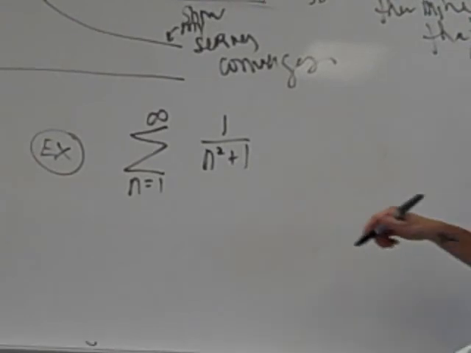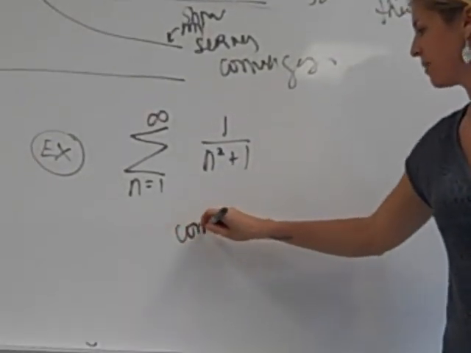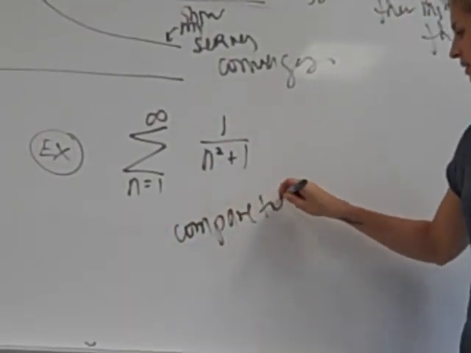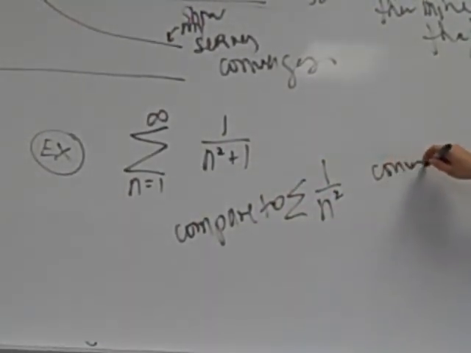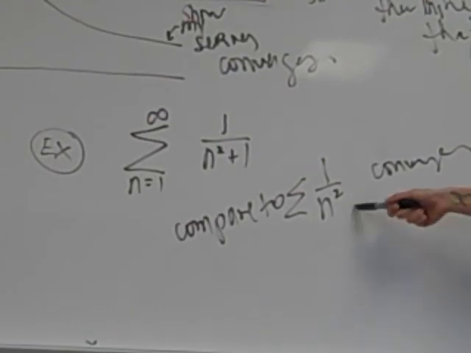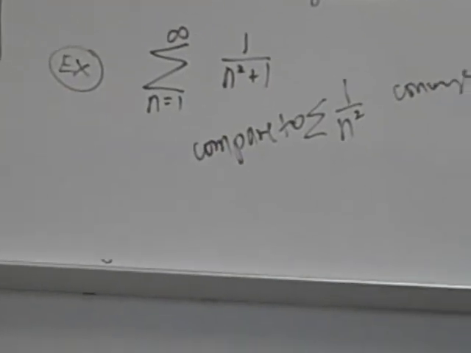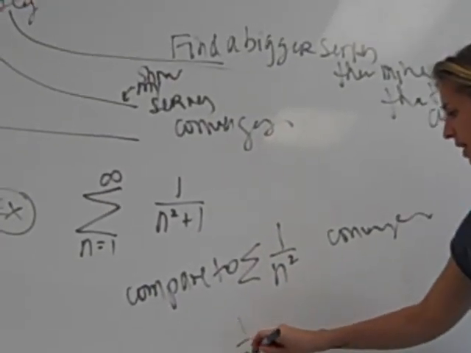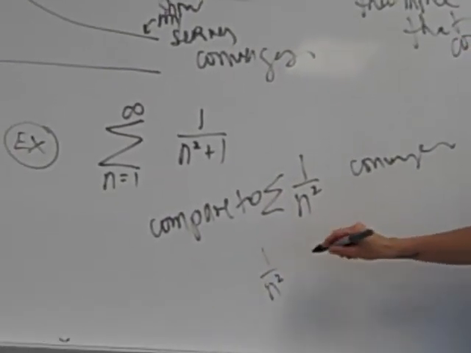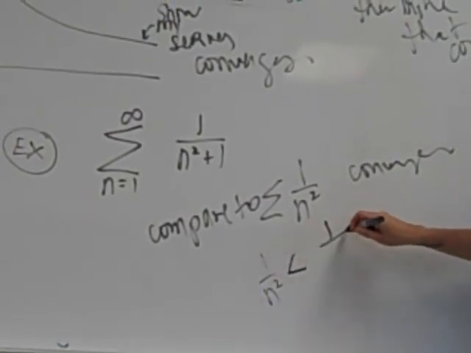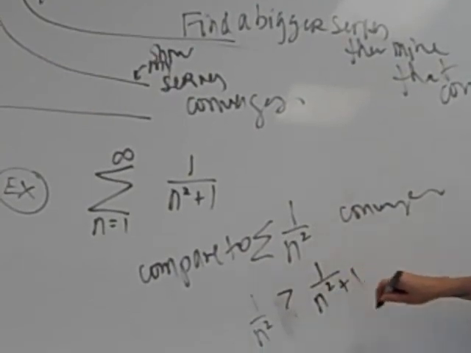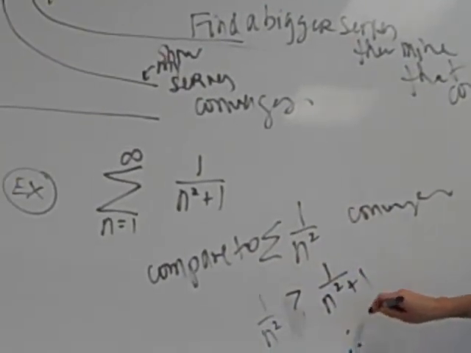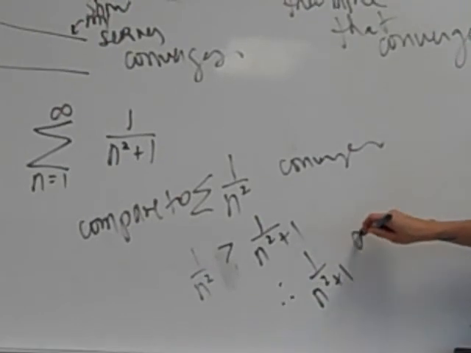If I had this, I can compare this to 1 over n squared. We know that 1 over n squared converges, right? By the p-test, we know that 1 over n squared converges because the power is bigger than 1. And we know that 1 over n squared is bigger than the series I have. So therefore, my series converges also.